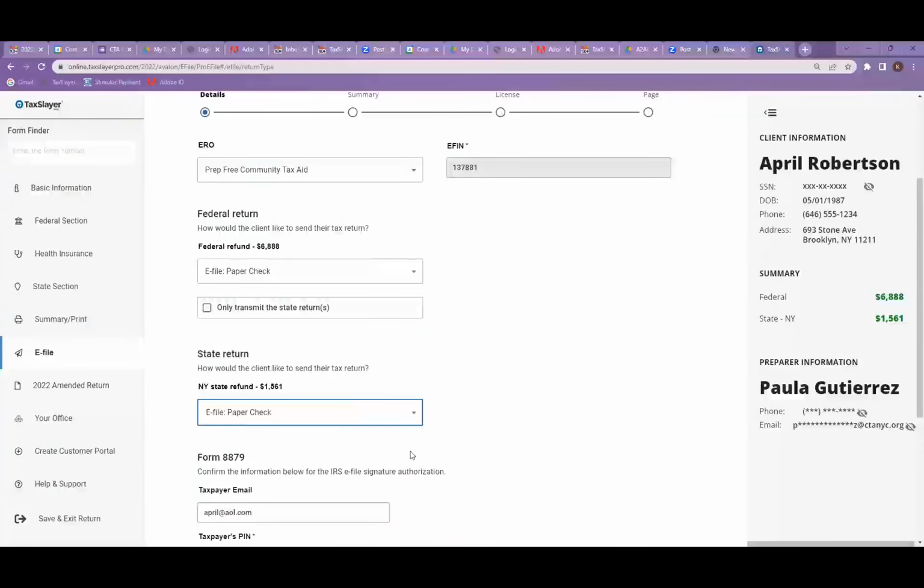Faster processing of the return. You don't have to search the mail for a check that perhaps may be diverted. You know, it's guaranteed to go into your bank account if a person wants that done. It is the person's decision.